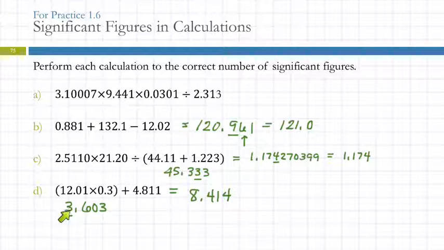I need to identify that because now I'm going to add, and so I have to count decimal places. This one is in the ones place. It's actually 0 decimal places, right? And this one has 3 decimal places. So I'm going to round it to the ones place. I'm going to round this here, and I'm going to say this is 8.